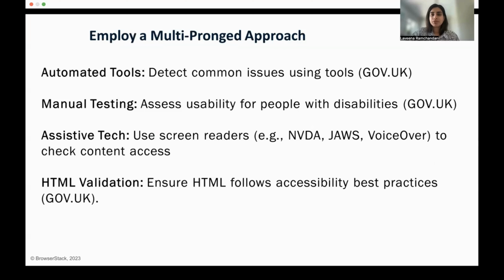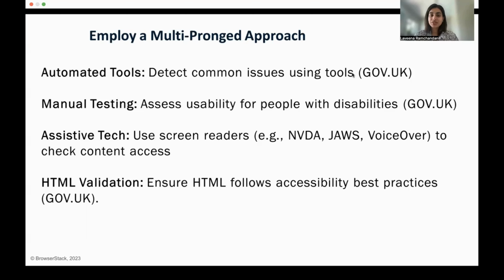Employ a multi-pronged approach. So have some automated tools to detect common issues. For UK, for example, for me, I can look into gov.uk. You may be able to look into your governmental bodies in the countries you reside. Have some sort of manual testing, so assess usability for people with disabilities. Have some sort of exploratory testing as well, because you do find things that you may not know before.